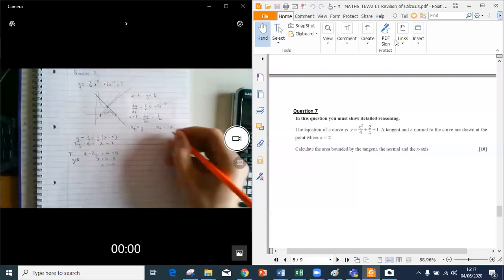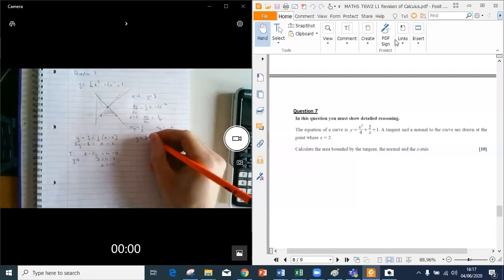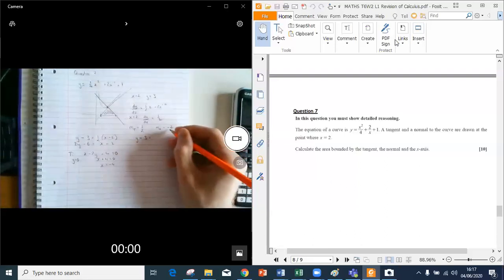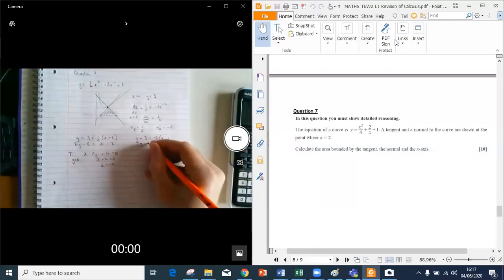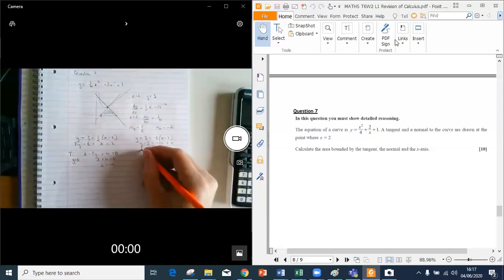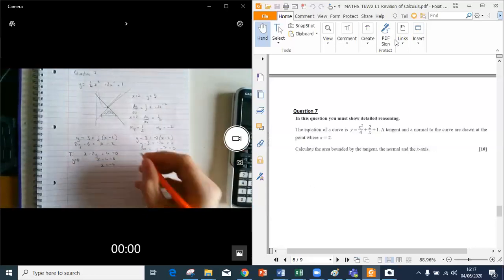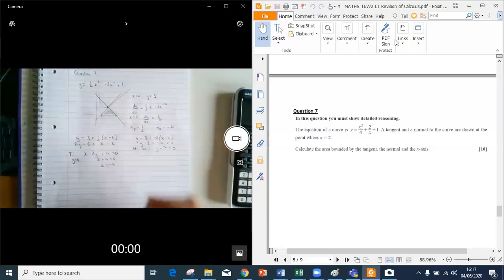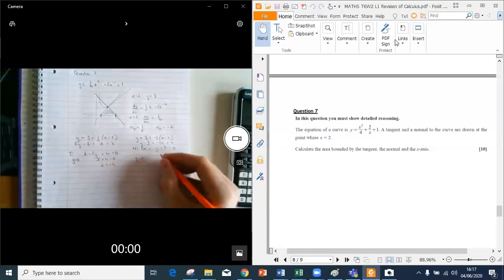Then do the same thing for the normal. So y minus y1, so y minus 3. So look, it looks the same. The only difference for the normal is that the gradient was minus 2. Times x minus 2. Expand that. y minus 3 equals minus 2x plus 4. Take it to one side. It's 2x plus y minus 7. So that's what the normal was. And again, to get this point, I'm going to sub in y equals 0. So I get 2x minus 7 equals 0. So x is 7 over 2.